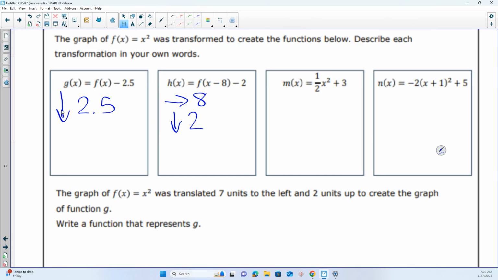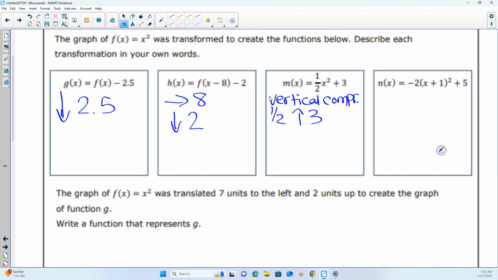Okay. Multiplying by a number outside the parentheses is a vertical compression, because we are directly affecting the y value. So this is a vertical compression of 1/2, and then we shift up 3 units.